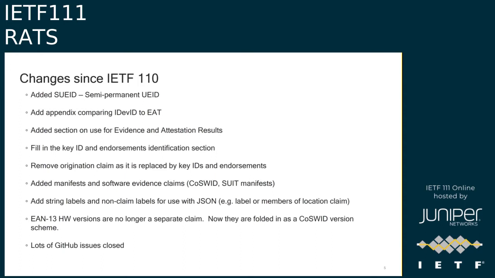I've added claims for manifests and software evidence. Those were discussed at 110. They're pretty straightforward ways to include COSWID and SUIT manifests and CoMID and any other kind of manifests or measurement reporting mechanisms. And then just some basic mechanical stuff: string labels for JSON were missing for the enumerated types. I folded the EAN-13 hardware versions into the COSWID version scheme, and now it just runs on the COSWID version scheme. Then there were a lot of GitHub issues that were closed just based on looking through them, and minor changes to the text, and the justifications for their closure are all in GitHub.